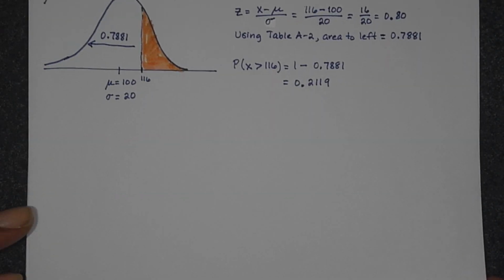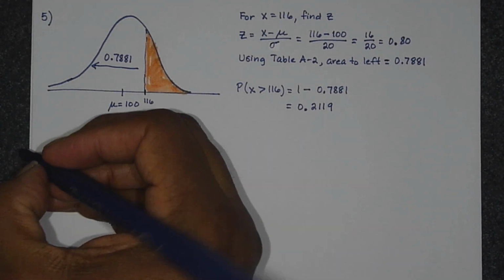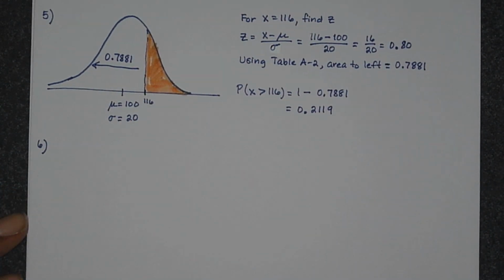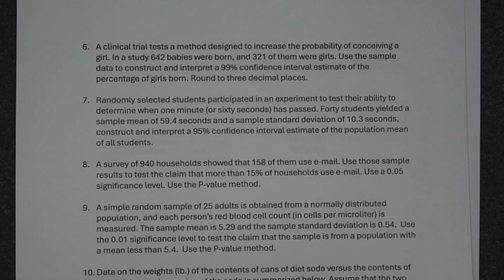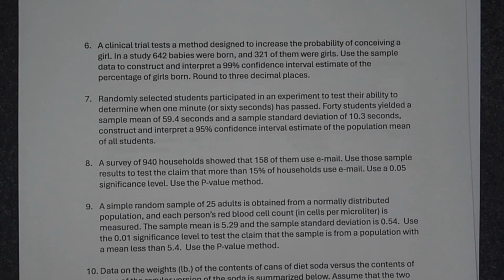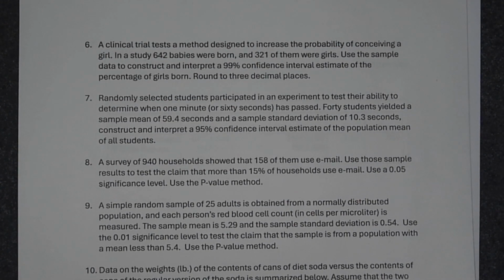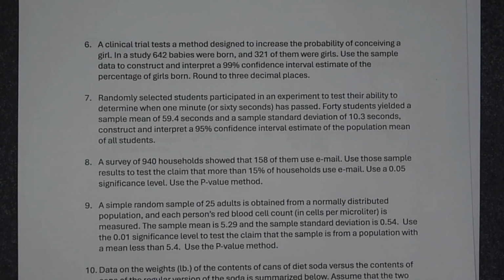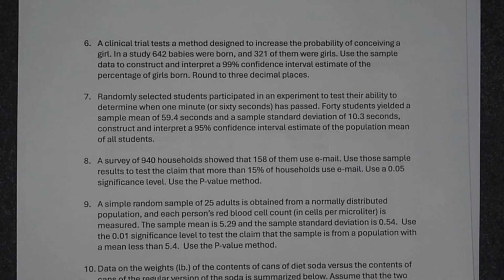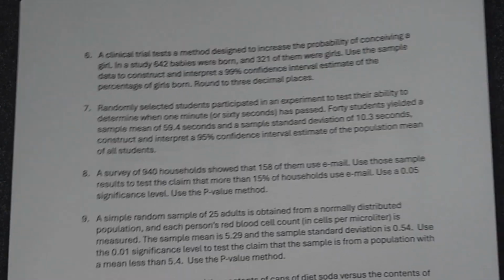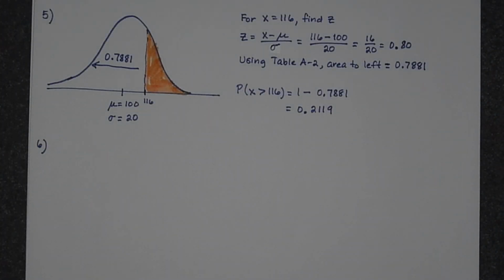Okay, problem number 6 deals with the confidence interval of a proportion. A clinical trial tests a method designed to increase the probability of conceiving a girl. In a study, 642 babies were born, and 321 of them were girls. Use the sample data to construct and interpret a 99% confidence interval estimate of the percentage of girls born. Now here we're going to round to 3 decimal places as indicated here in the directions.